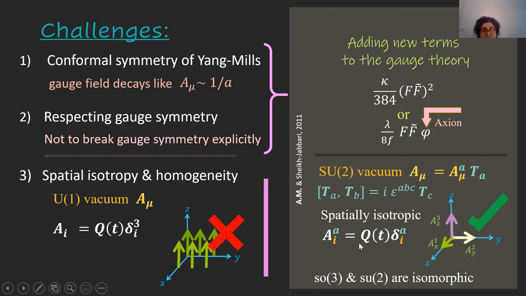It turns out that if instead of a U(1) gauge field, we have an SU(2) gauge field, it can do the job. Now, instead of one gauge field, we have three, because A_mu is not just A, this has some internal symmetry for itself. This is A_mu, which is the component, times T^a, which is an SU(2) generator. We have three of them, and they are not commuting with each other, but they have this relation with each other. Now it is possible to have a solution which is spatially isotropic and homogeneous. Let's see how.